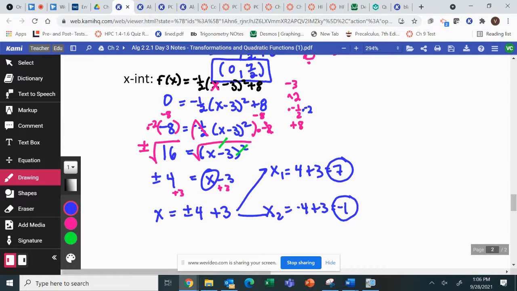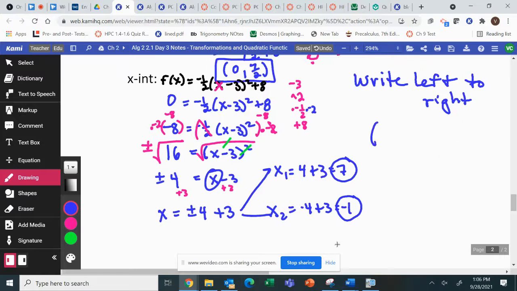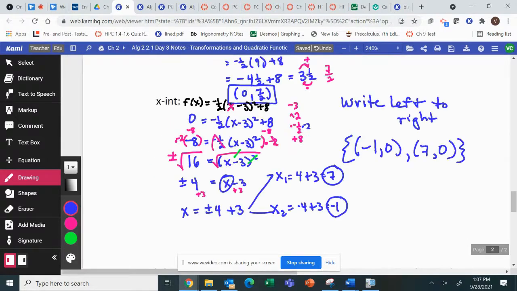I am also going to write them left to right, which just means least to greatest. So my least is -1, comma 0, because that's the y value. And then my greatest is going to be 7, comma 0. And because they're both answering the same thing, I just put them in fancy brackets. Okay, so that's how you're going to write your 2 x-intercepts. They're 2 separate ordered pairs.